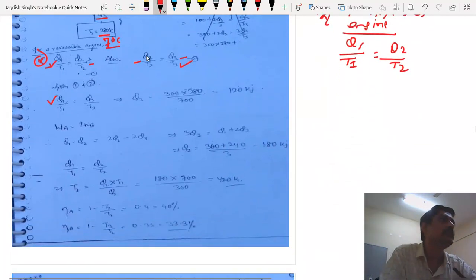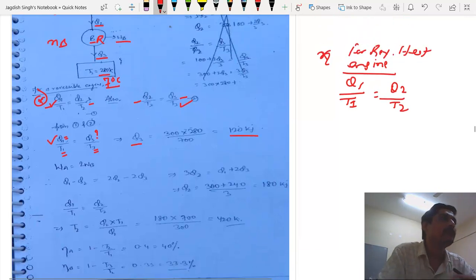In this equation, Q1 is given, T1 is given, and T3 is given, from where you can calculate Q3. Q3 is the amount of heat rejected by engine B. This Q3 is calculated, and this value comes out to be 120 kilojoule, right?